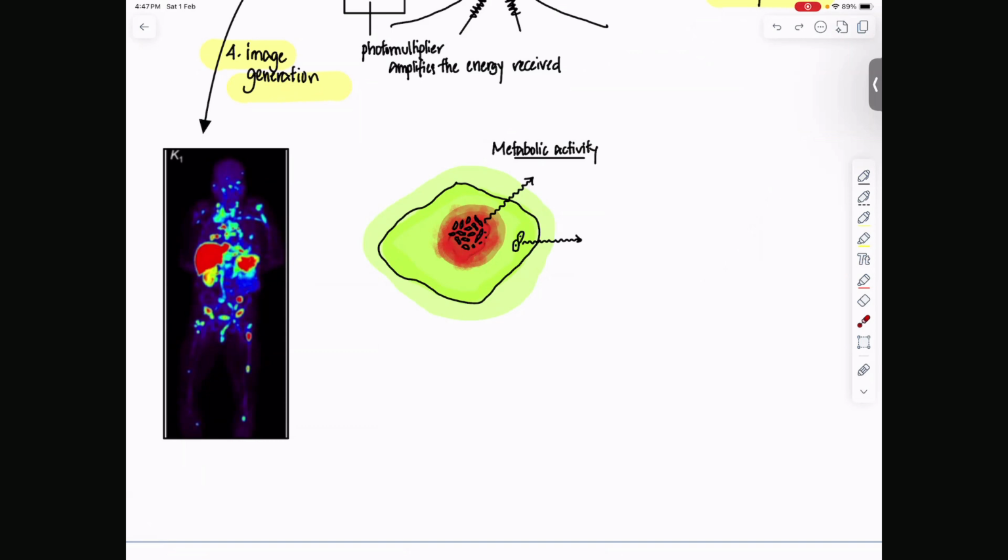If doctors see this, they might do something called a biopsy, where they'll actually take the cells from there and look under a microscope. But before that, you can also do this to see.